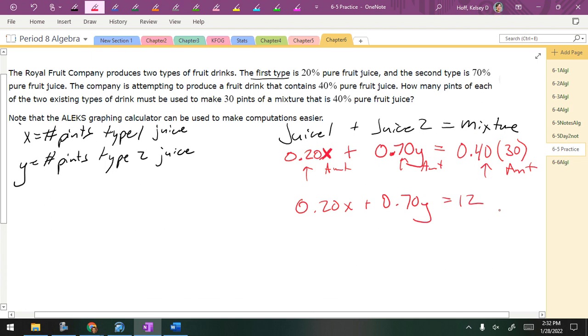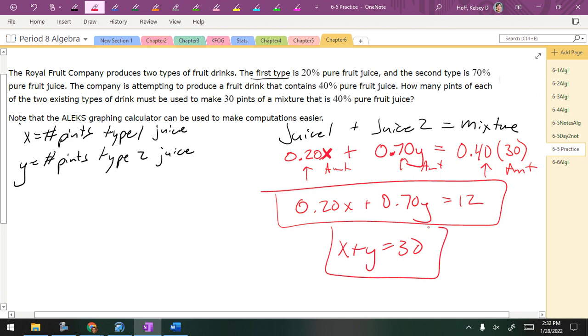12. There's equation 1. What's equation 2? X plus y equals 30. The amount of juice 1 plus the amount of juice 2 is equal to 30 pints. When you solve this, what do you got to be careful of? Don't lose your decimal.